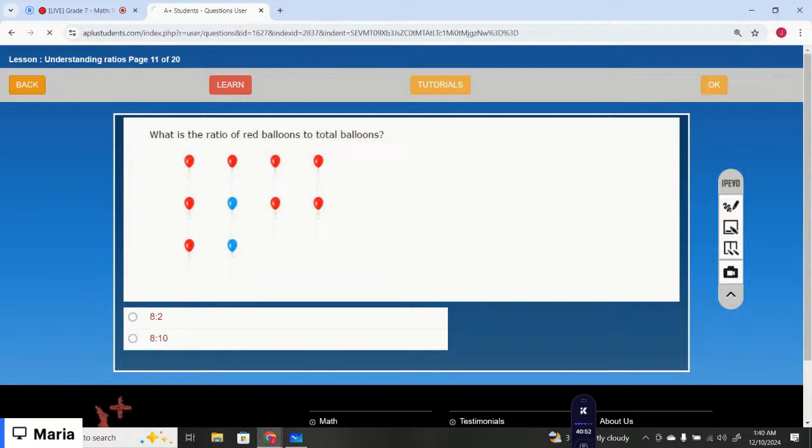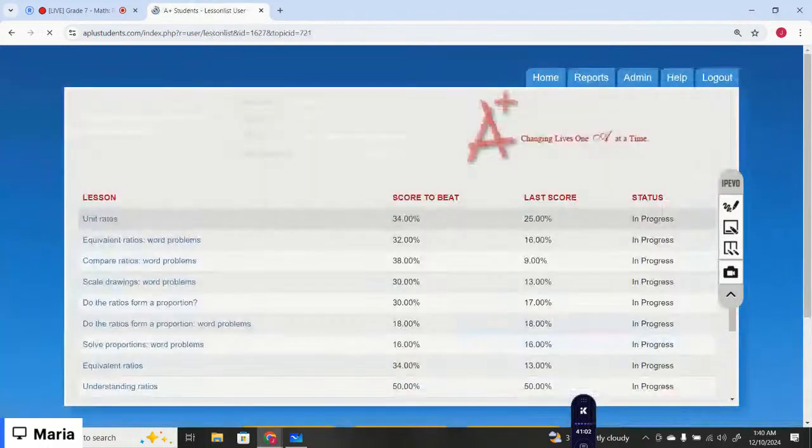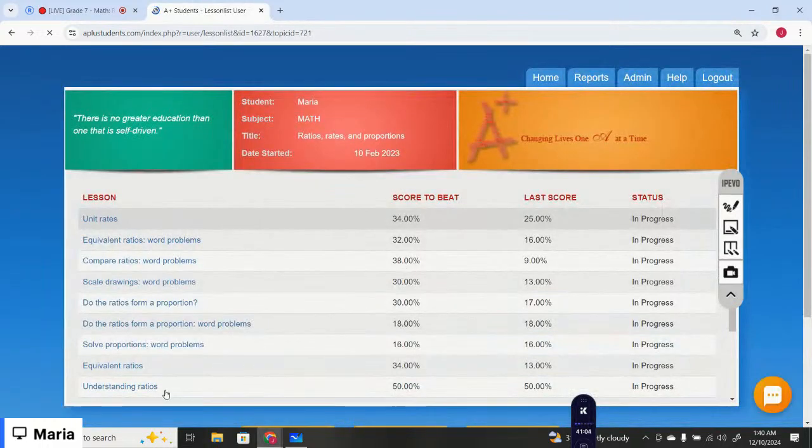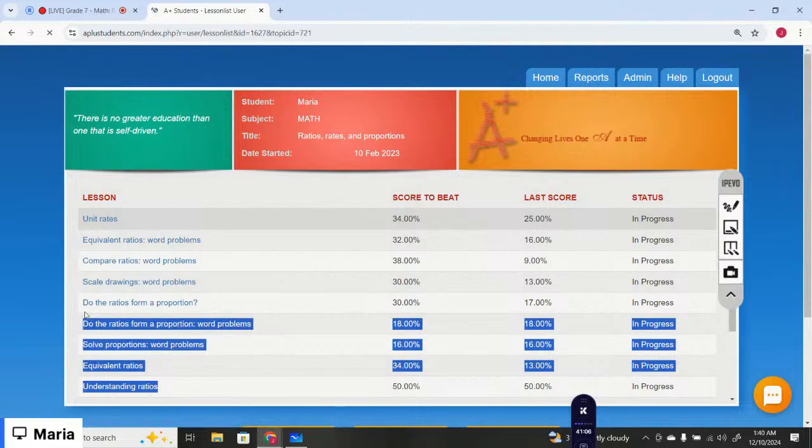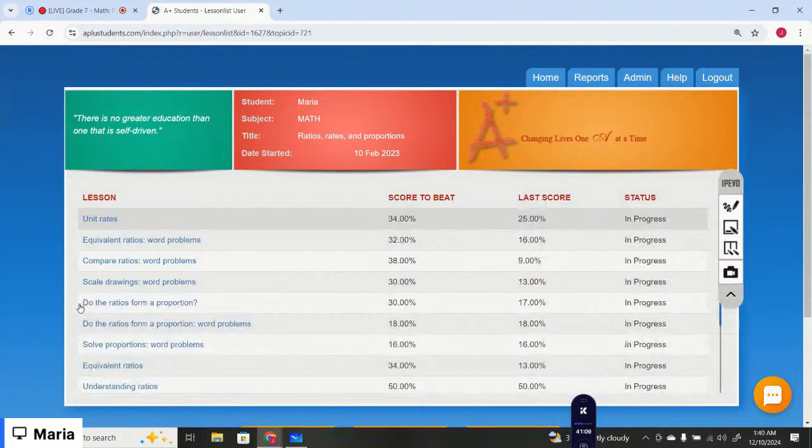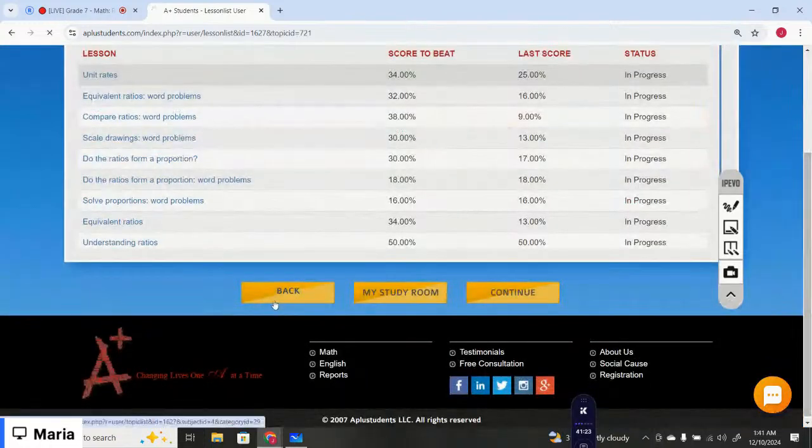Okay, you can complete the lesson by yourself later today. So, we were working on grade 7 math. The chapter we are working on is ratios, rates, and proportions. The lessons we have covered today are: do the ratios form a proportion? The word problems you have to do on your own. Then we did solve proportions word problem. Then equivalent ratios, and the one we've just finished is understanding ratios, right? So please make sure before the next session you complete all the practice questions for the lessons we just did. That is your homework until next session.